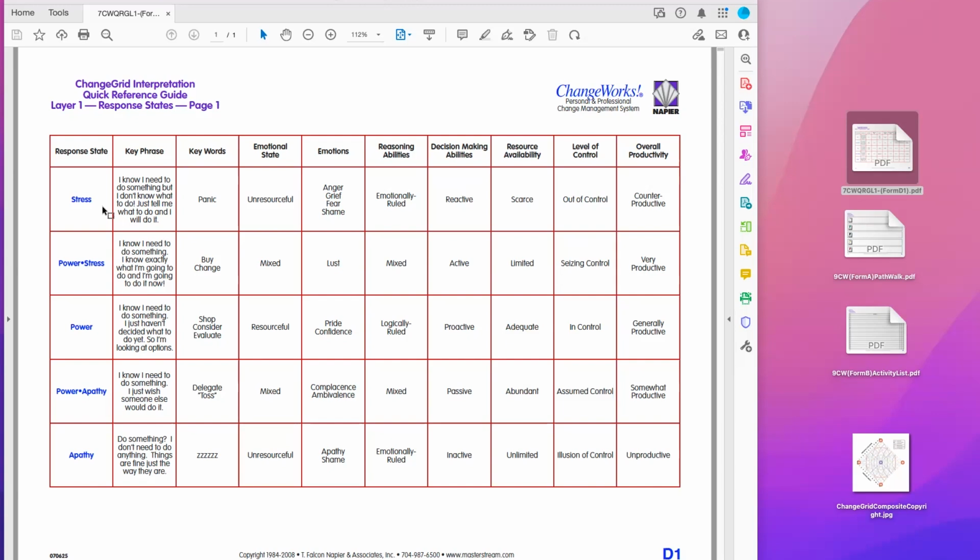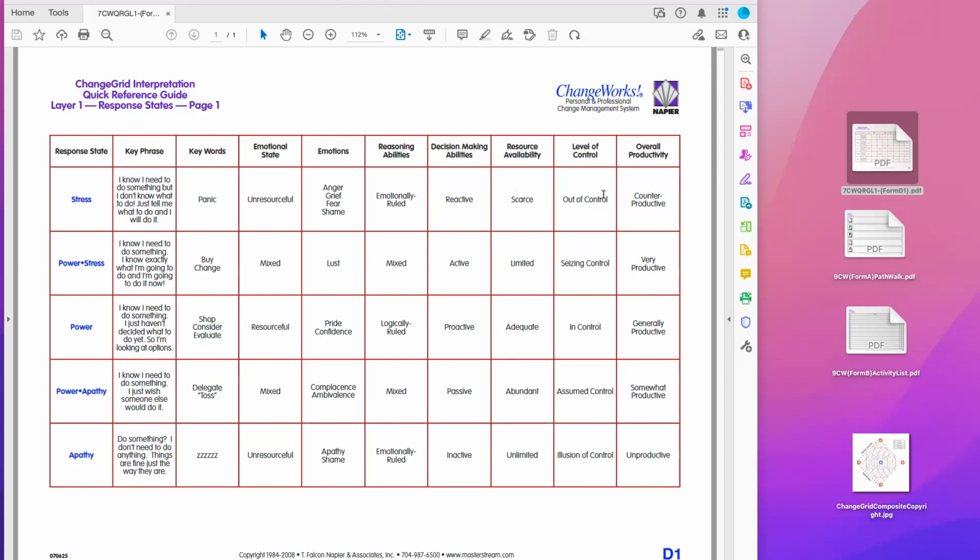It's vitally important that you recognize when you are up in stress. And so let's quickly review some of these qualities, and then you can tell me why that is not a good place for you to dwell when it comes to actually resolving whatever it is that ails you. So up in stress, I know I need to do something, but I don't know what to do. Just tell me what to do and I'll do it. Very often people who are up in stress about a situation feel as though they have no resources. They feel as though they have scarce resources.